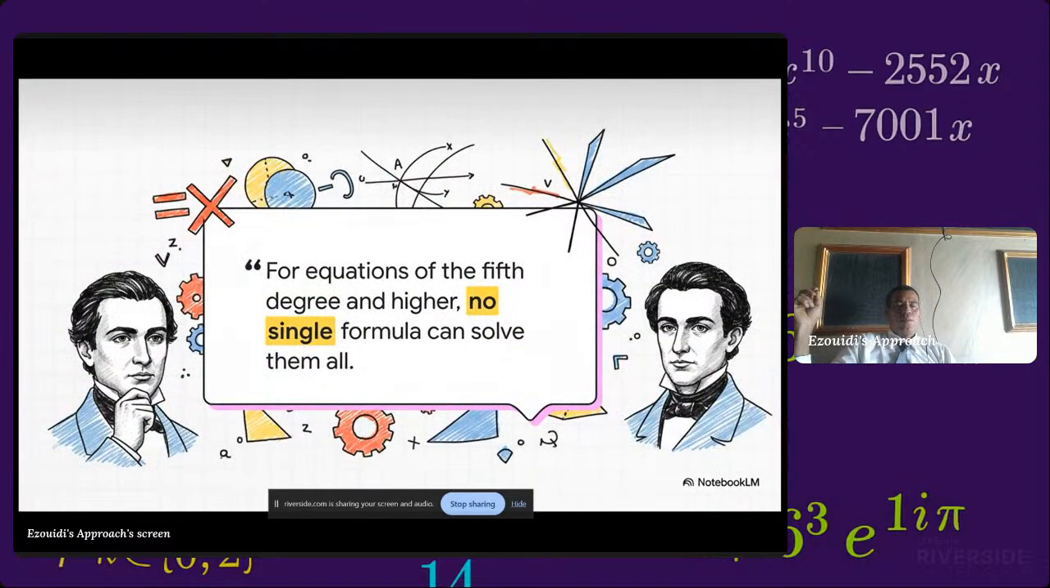And here's the crucial point. This wasn't just a case of the formulas being too hard to find. No, in the 19th century, two brilliant mathematicians, Abel and Galois, proved it was literally mathematically impossible. There is no single one-size-fits-all formula that can solve every single polynomial of the 5th degree or higher, period.